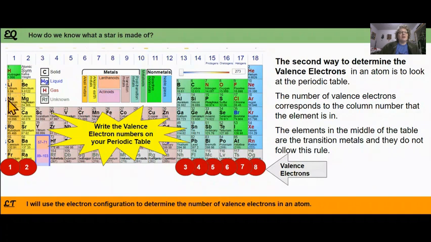Before we were looking at sodium. Here is sodium. Sodium's in the first column, so it has 1 valence electron. If we were to look at argon, argon is in the 8th column, therefore it has 8 valence electrons, okay? So you should now be able to use the electron configuration or the periodic table to determine how many valence electrons there are in an atom.